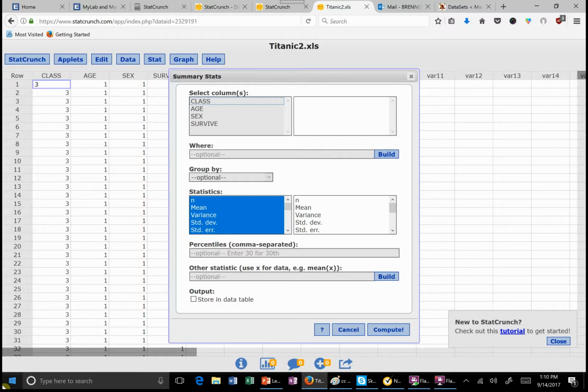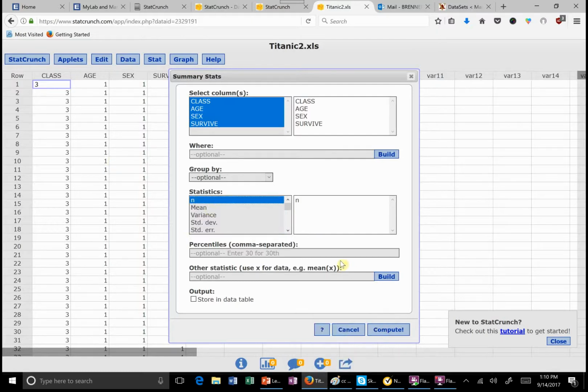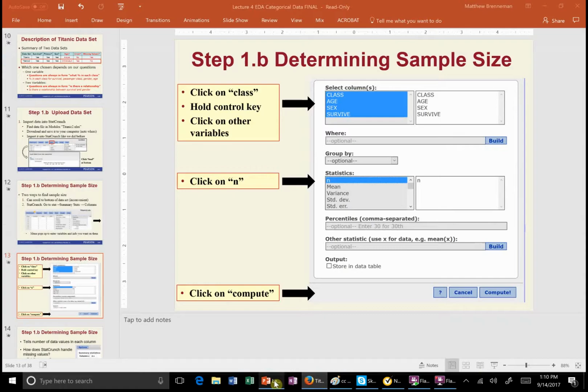So what I'm going to do is click on the first one, class. And then if you hold down your control key and you click on the rest of them, it will bring the rest of them over too. If you have a Mac, it'll probably be different. They always have different. But essentially, I want to look at all of those. And all I want to do is look at the sample size. So I'm just going to click on the sample size. That's it. We could do a lot of other things, okay? But all I'm going to choose is the sample size here. And then I'm going to hit compute.